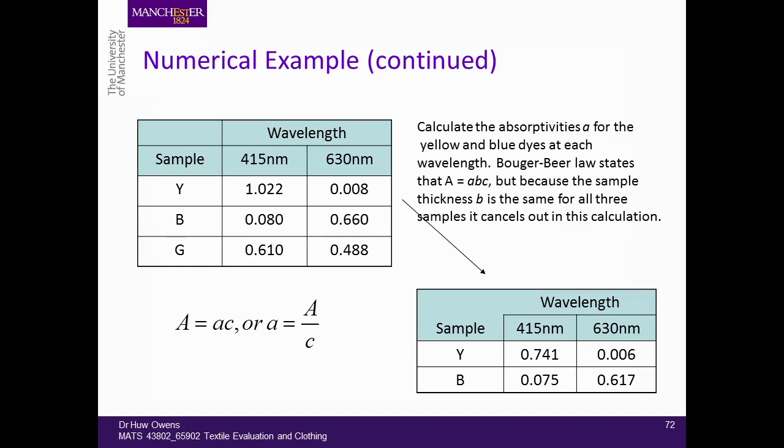We've read this value off the graph. This is the overall absorbance we've read from the graph. This is 1. The concentration's been given to us. So this is the only thing we don't know, the unit absorptivity, and that's what we're going to work out here. As we've got values for this one and this one, all we have to do is divide this by these two. And that gives us these values here.